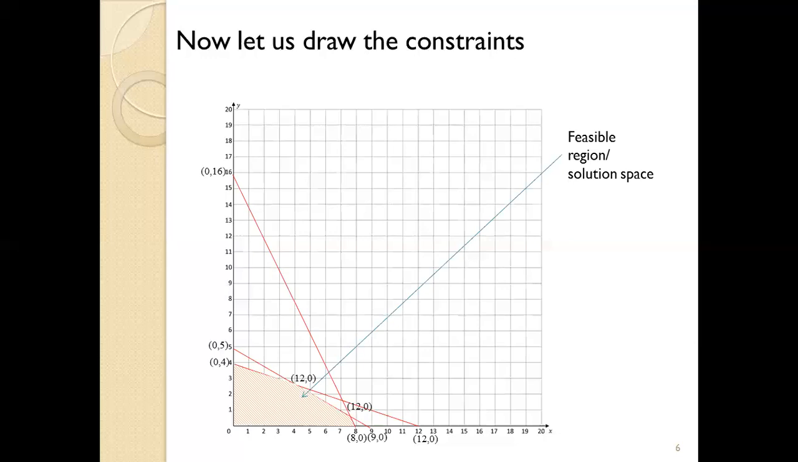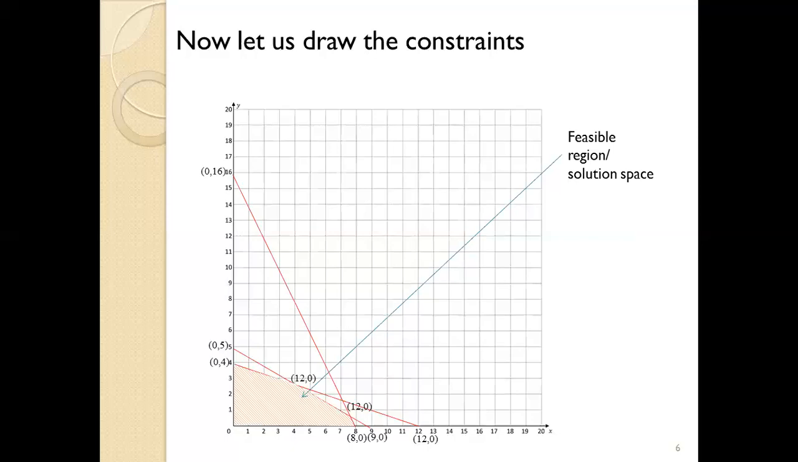Now, theoretically, what we have to do is substitute the coordinates of all the points in the feasible region into the objective function and select the point that gives the maximum objective function value. But the problem is that we have an infinite number of points in this feasible region, and we cannot practically do it.